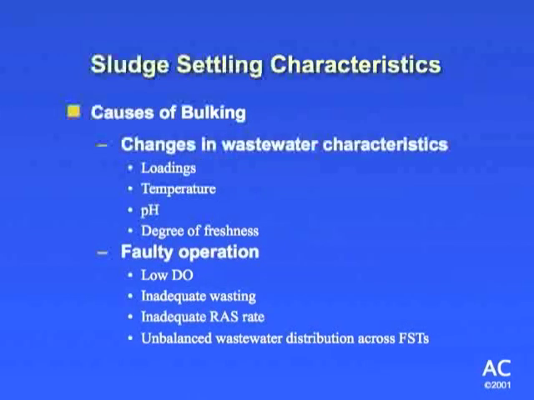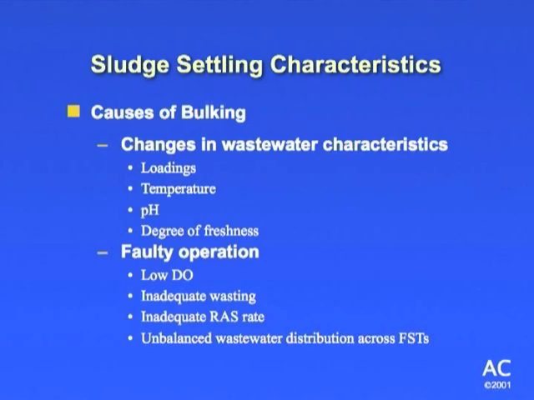Things that could cause it are loadings. I've had plants where they've had very high BOD loadings come in and the plant just binges out, and it's young sludge, and filaments also will start as well. Temperature, pH is a big one, and the degree of freshness of the wastewater coming in as well. If you get really old, stale wastewater coming in, or a lot of septic loads coming in, smaller plants will be affected more so than bigger plants that can assimilate them.